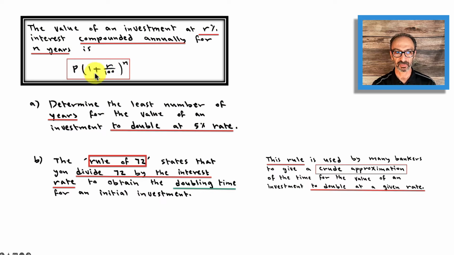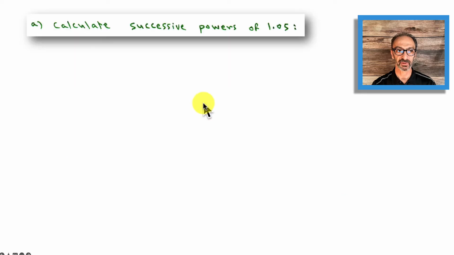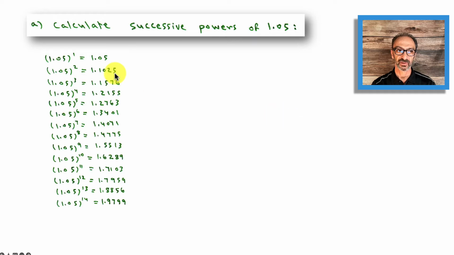So here's our focus: (1 + R/100), with R in decimal, to the power n. We need to find n, the number of years, the least, to make sure that this whole thing gets to be 2, as doubling. Calculate successive powers of 1.05. To the first is going to stay the same. To the second, it's going to be 1.1025. So if you leave your money for 2 years, you need to multiply your money by 1.1025 to see how much it's going to be as a future value after 2 years.